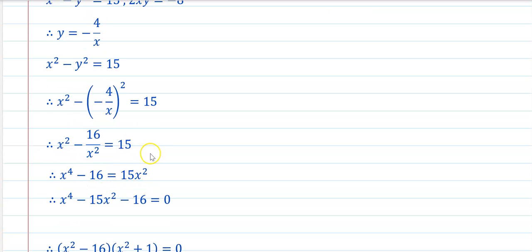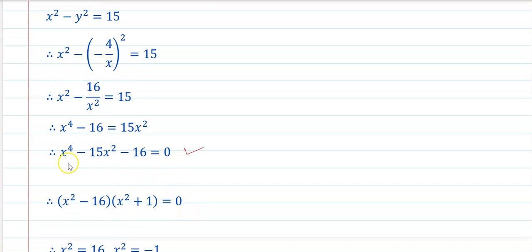Now multiply on both sides by x square, then you will get x raised to 4 minus 16 is equal to 15x square. Again, we will bring 15x square to the left hand side. Then you will get x raised to 4 minus 15x square minus 16 is equal to 0.